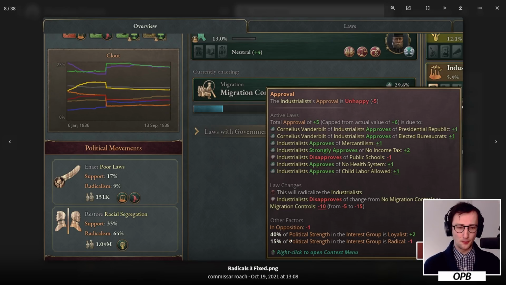Other factors, they are currently in the opposition. They have 40% of political strength in the interest group is loyalist, and 15% of political strength in the interest group is radical, meaning how the pops feel in an interest group, even if the interest group feels differently, will influence how ultimately the interest group feels about you as well. Really, really interesting. You can see here, I'm pretty sure, that this drop comes from getting rid of racial segregation. I'm pretty sure anyway. That's insane. That's a really interesting situation. I would love to learn more about this situation, because this smells like Civil War territory right here. Seriously, it smells like Civil War territory.